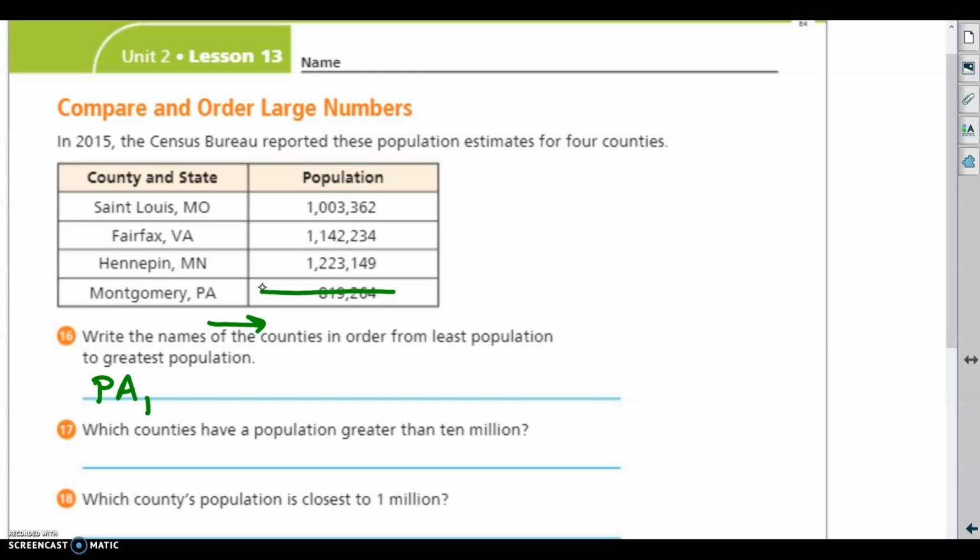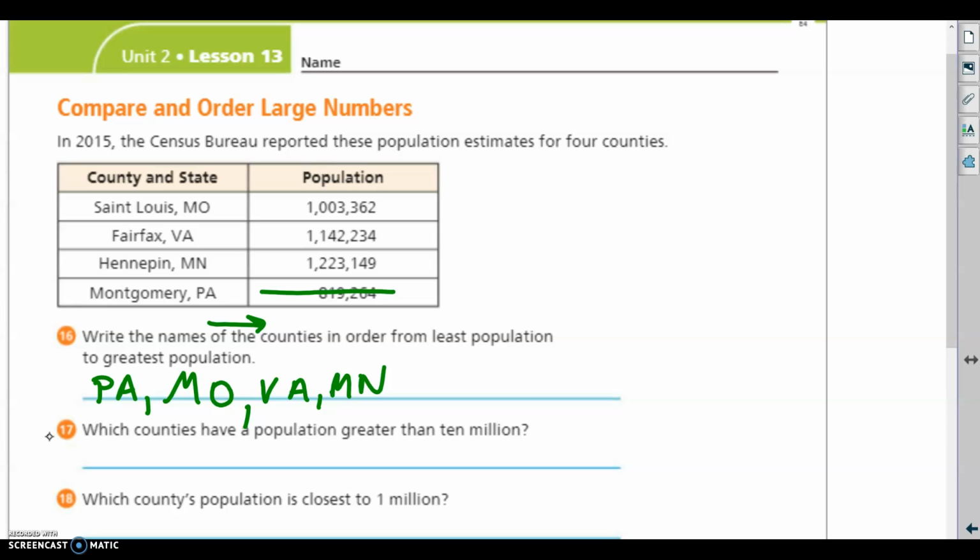All right, now we mentioned that all the other ones have a 1 in the millions. So let's go next door. Let's go to the 100,000s. We've got 0, 1, and 2. How about that? That's in order, isn't it? 0, 1, 2. So Missouri would be next, and then Virginia, and then Minnesota. All right. Let's go on to number 17. Which counties have a population greater than 10 million?